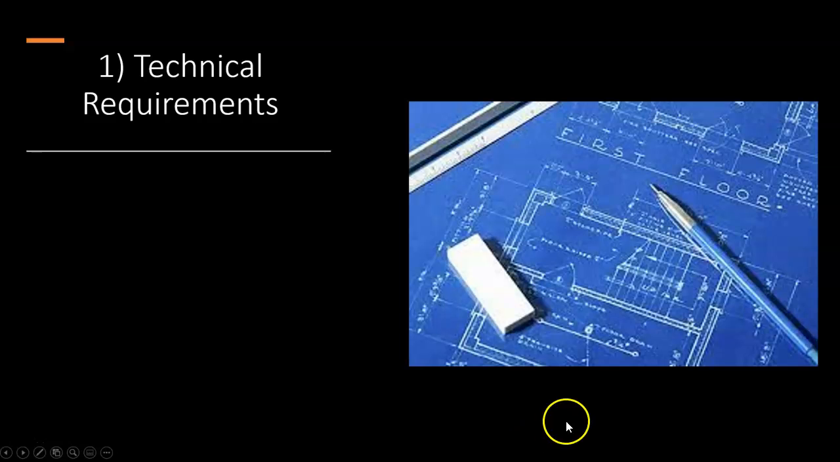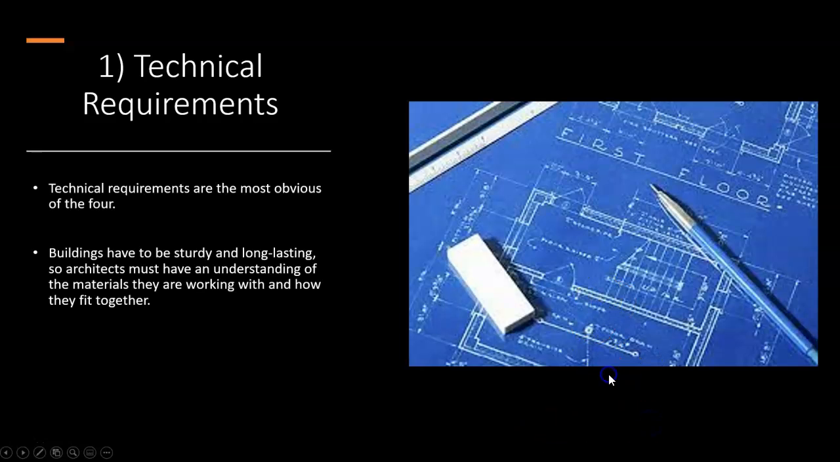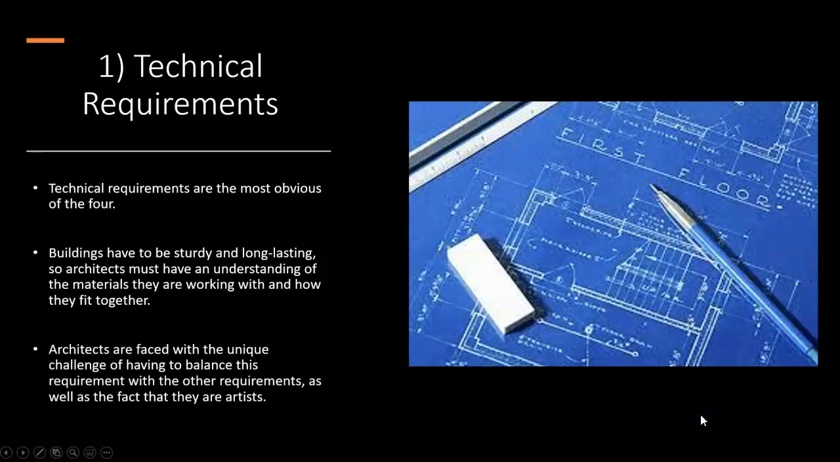So technical requirements, right? Most obvious of the four, because buildings have to be sturdy and they have to be long lasting. So the architects have to understand their materials, what they're working with, and how those materials do or don't fit together. And they're faced with this unique challenge of having to balance this very important requirement, the technical requirement, with those three others we just mentioned, as well as the fact that they're artists. So, for instance, both civil engineers and architects have to deal with technical requirements.